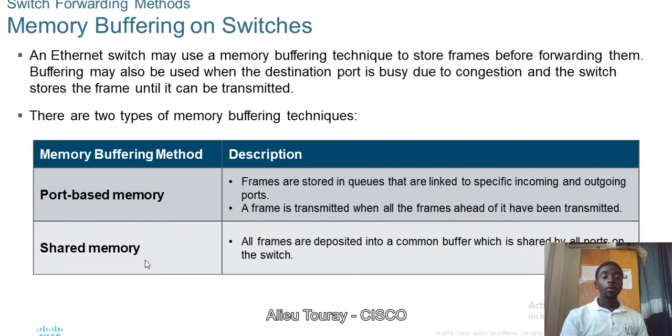So we have memory buffering options. We have two memory buffering methods with switches: port-based memory and shared memory. With shared memory, all frames are deposited into a common buffer which is shared by all ports in the switch. With port-based memory, the frames are stored in queues that are linked to specific incoming and outgoing ports. A frame is transmitted when all the frames ahead of it have been transmitted, which provides a lot of latency.